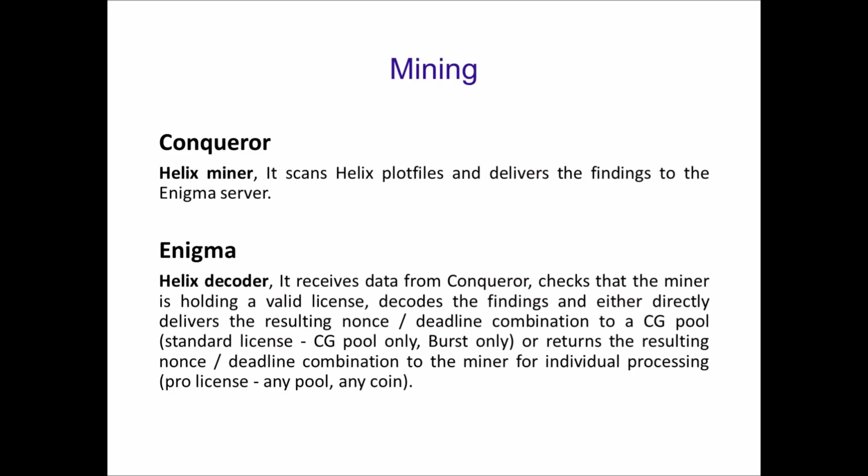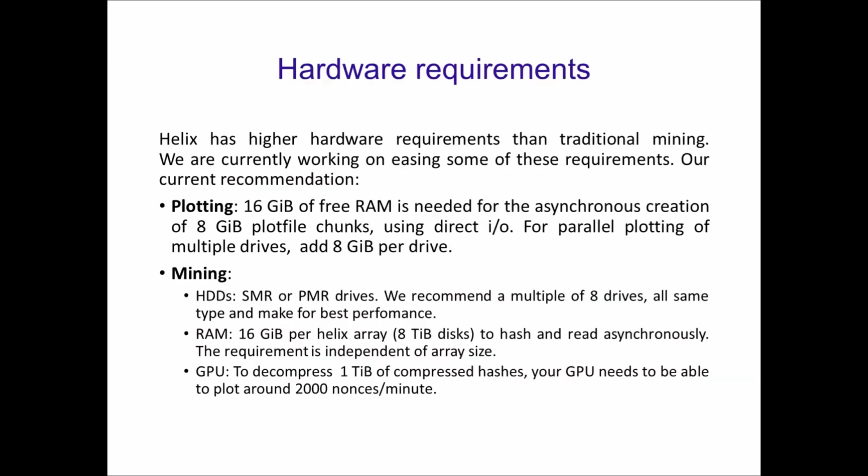Enigma, the Helix decoder. It receives data from Conqueror, checks that the miner is holding a valid license, decodes the findings, and either directly delivers the resulting nonce deadline combination to a CG pool based upon the license, which would be standard. If it's standard, CG pool only, burst only, or returns the resulting nonce deadline combination to the miner for individual processing. Pro license, any pool, any coin.